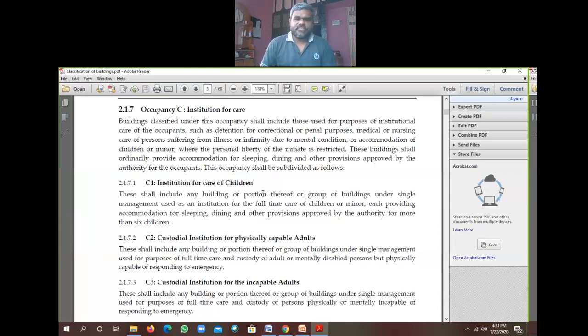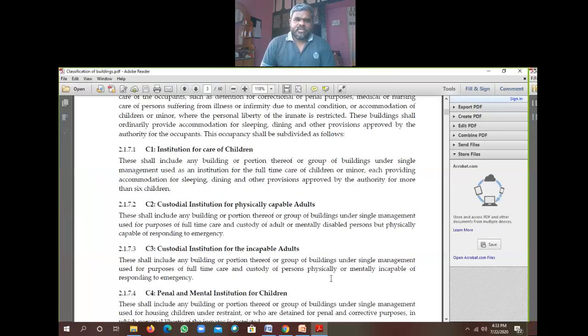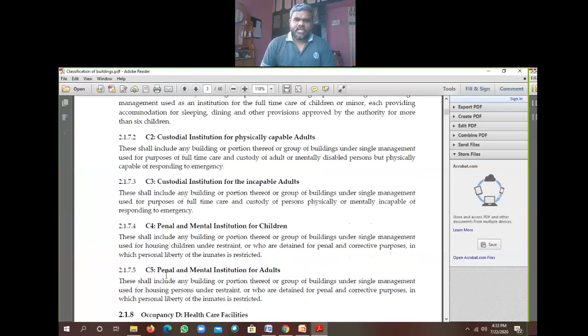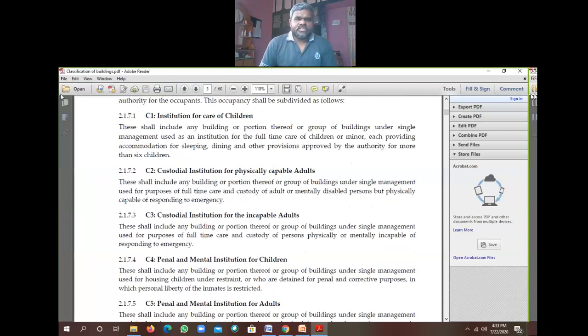First is institutional care for children. Second is custodial institution for physically capable adults. Next, third is custodial institution for the incapable adults. Fourth, penal and mental institution for children. Fifth, penal and mental institutions for adults. Right, so five types. See, the first one shall include any building or portion thereof, or group of buildings under single management, as an institution for the full-time care of children or minors, which provides accommodation, sleeping, dining and other provisions by the authority for more than 6 children, right.